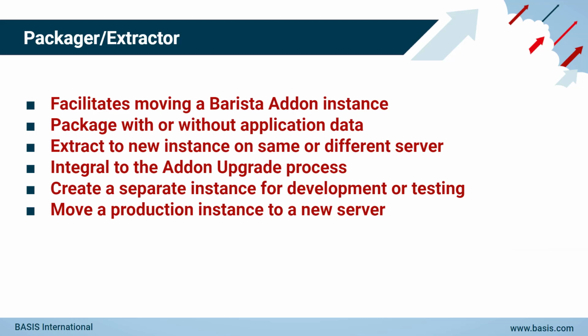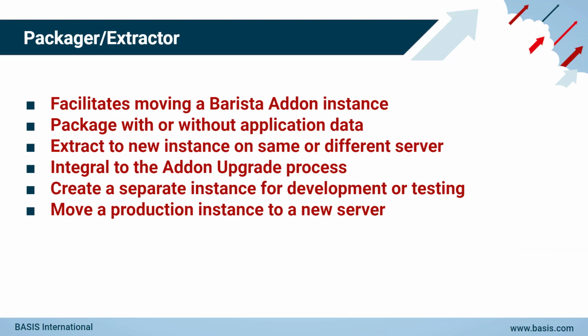For add-on upgrades, we use the packager extractor several times. We first bundle up an instance that we want to upgrade, then we extract and install it on a test server. We perform the upgrade on the test server, and when we're satisfied with the upgrade, having sanity tested it and maybe done some customizations, we then package that upgraded instance, leaving behind the data we've been using for testing, and extract it back on the production server, where we can get a fresh copy of data and go live with the upgrade.